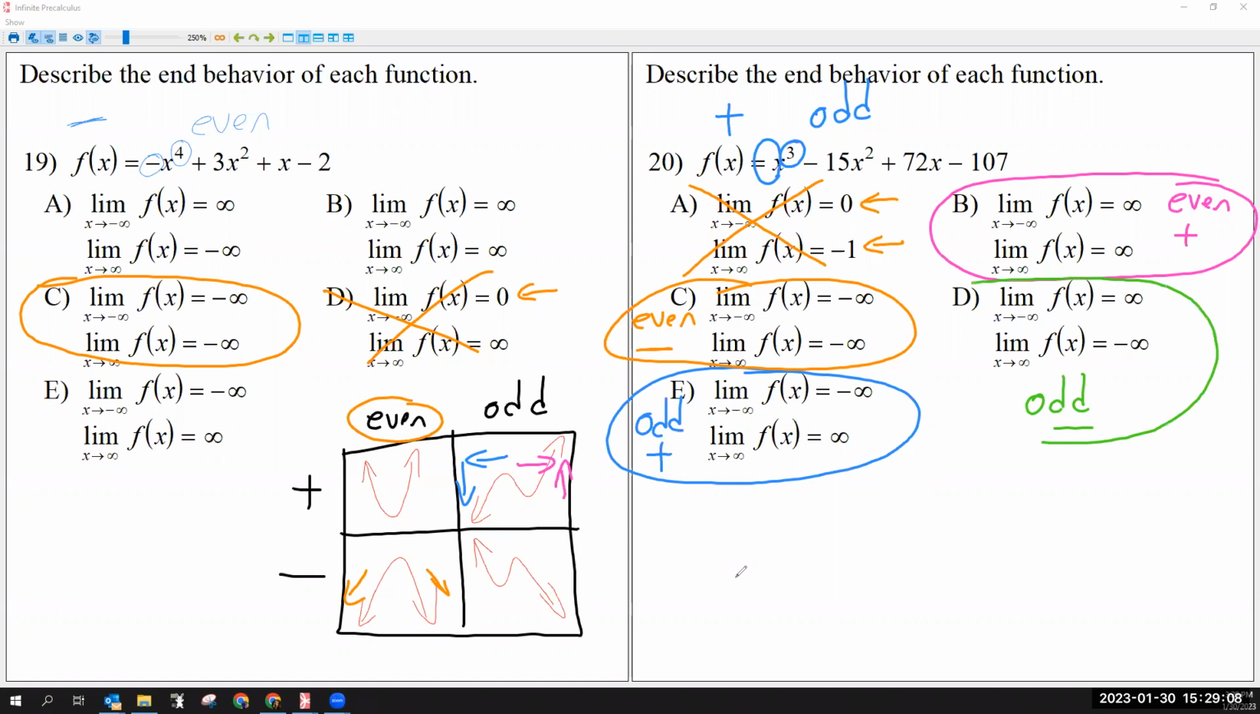Notice that with odd ones, if it's positive, they match. You see that? They match together. Whereas if it's odd and negative, they're opposites. Odd positive, they match. Odd negative, they're opposite. Even are usually pretty easy. If it's even negative, they're both negative. Even positive, both positive.